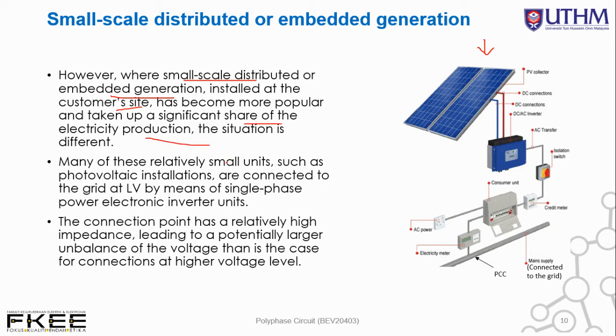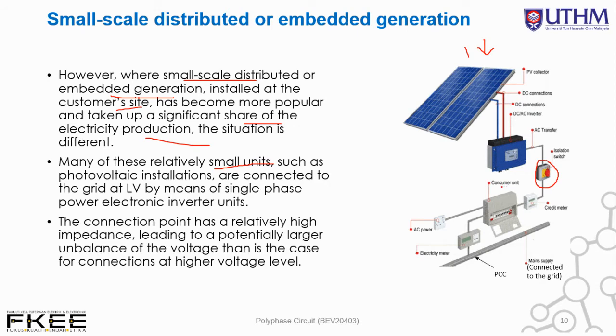The situation is different. Many of these relatively small units, such as photovoltaic installations, as I meant earlier, are connected to a grid at LV by means of a single phase power electronic inverter unit. So they are connected to the low voltage grid, LV. This is the connection: DC, AC, or inverter. So we have an AC transformer over here. This is the protection isolation switch. And this is the credit meter.